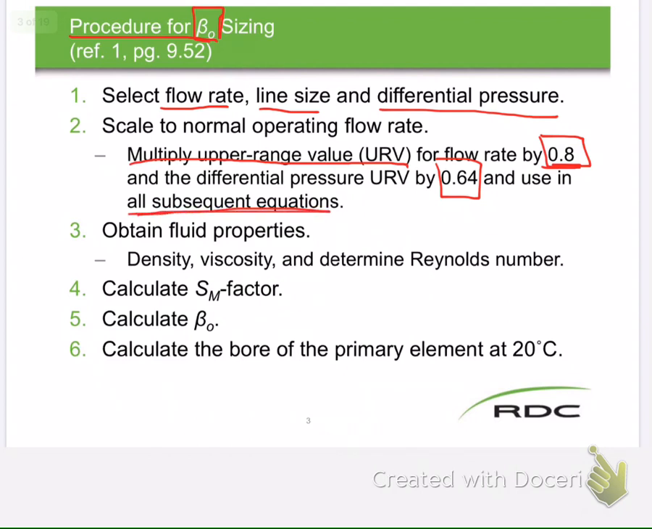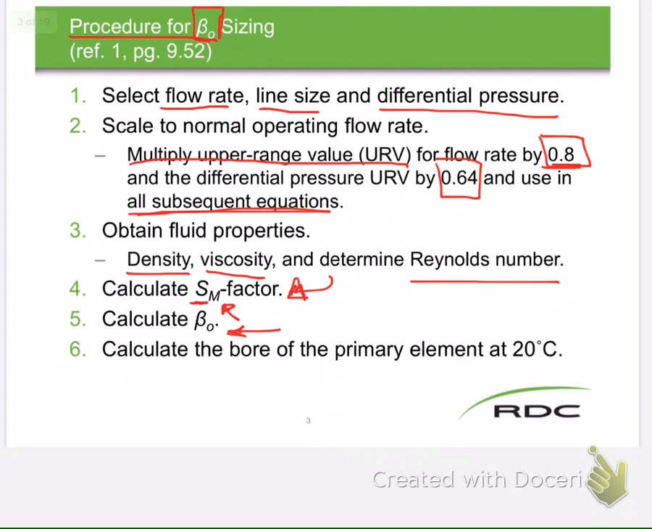Some of the other things that we need to know are the density of the fluid, the viscosity, and also the Reynolds number. And once we have all that information, then we can go on and figure out this SM factor, which is our sizing meter factor. We use that then to calculate our beta naught, our original beta value that we need.